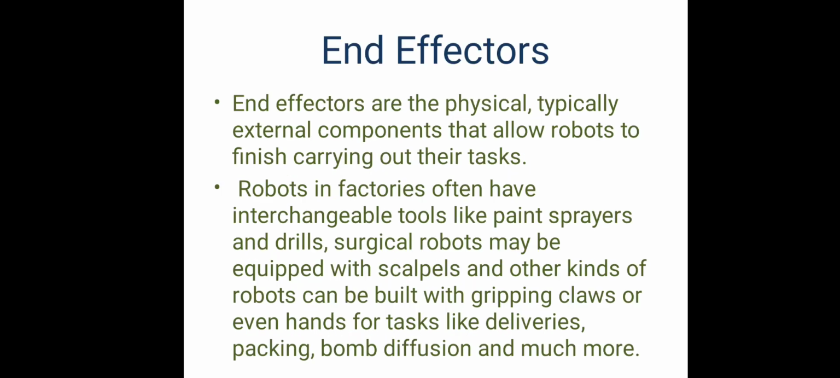Fifth is the end effectors. End effectors are the physical, typically external components that allow robots to carry out their task. Robots in factories often have interchangeable tools like paint sprayers and drills. Surgical robots may be equipped with scalpels, and other kinds of robots can be built with gripping claws or even hands for tasks like deliveries, packing, bomb diffusion, and much more.